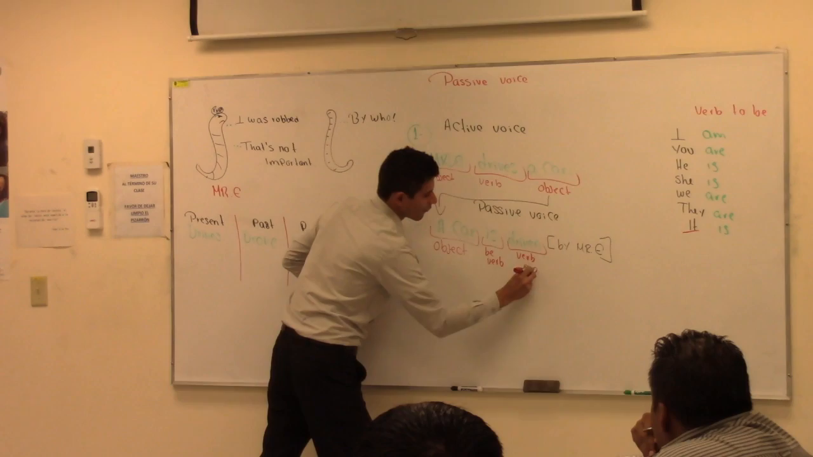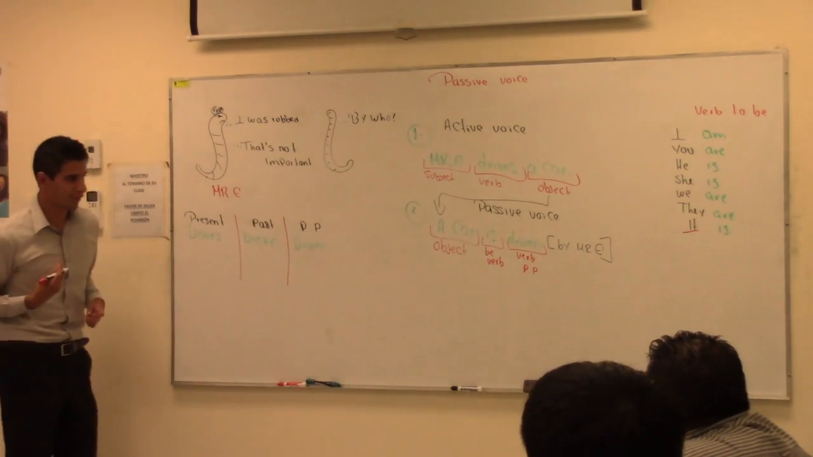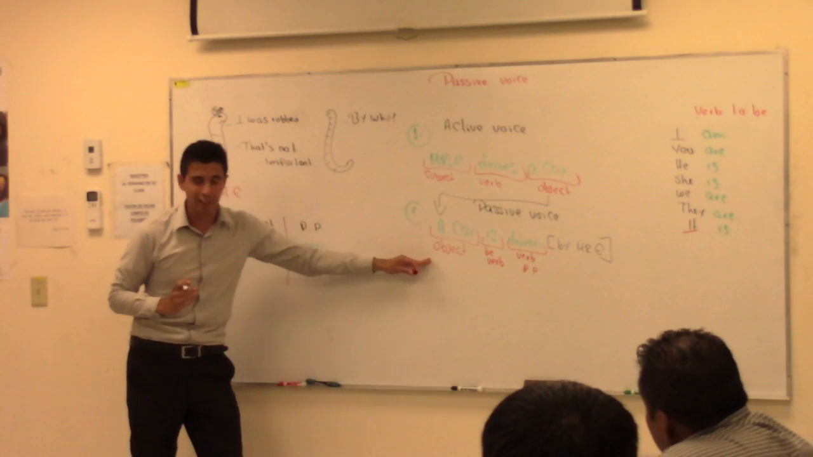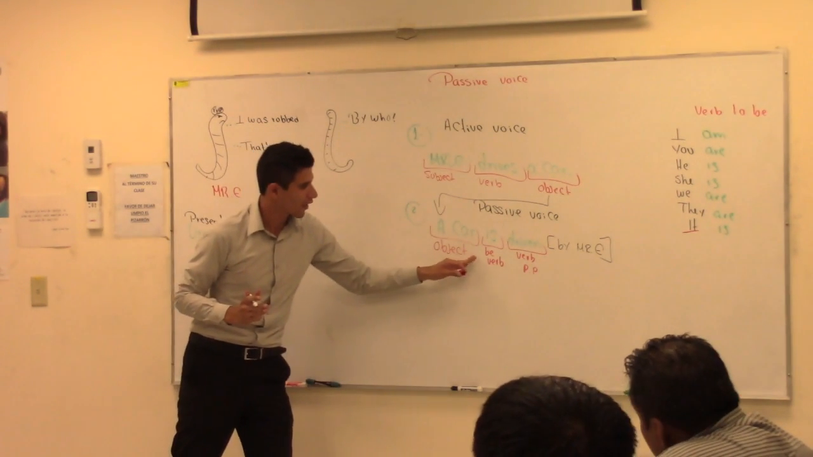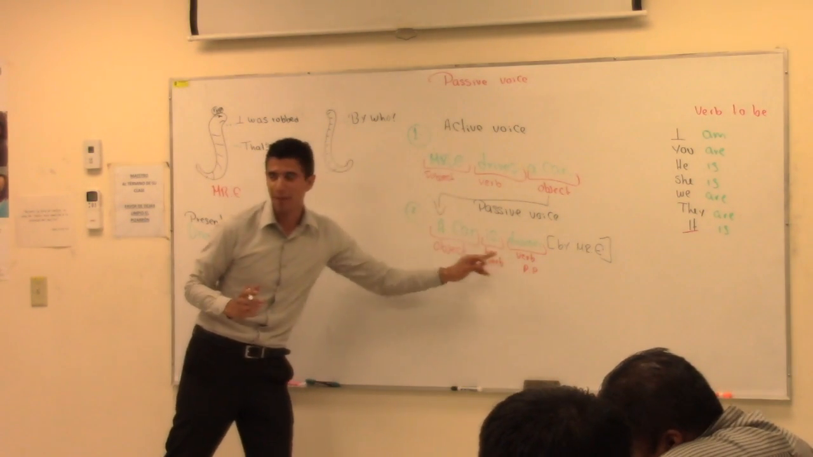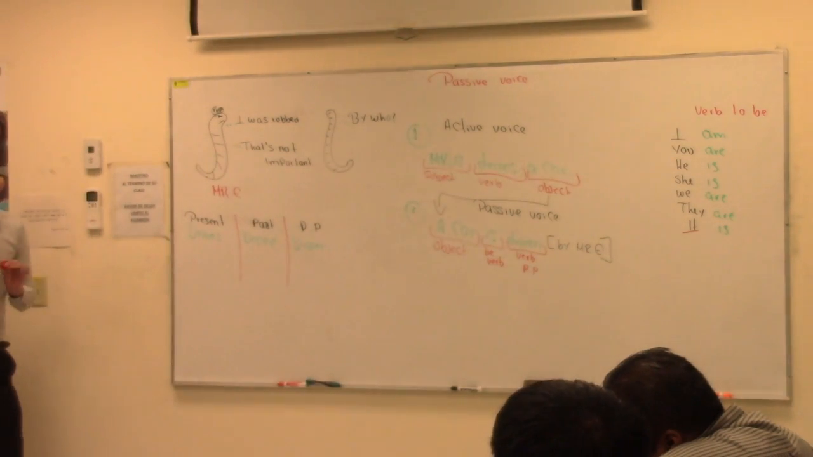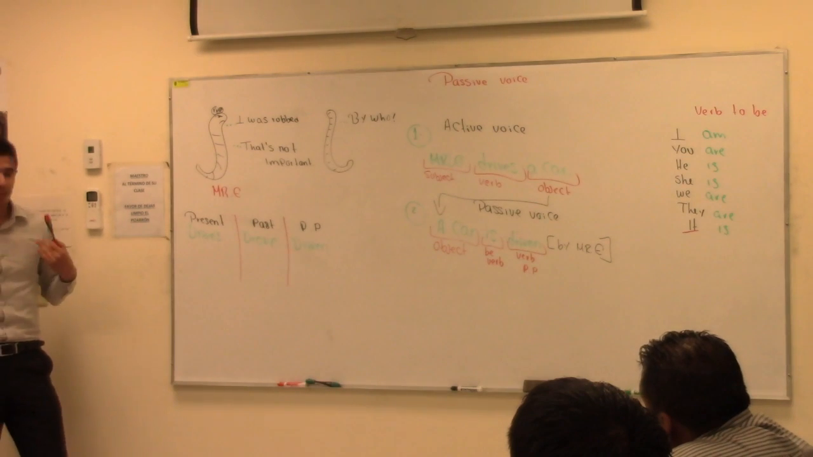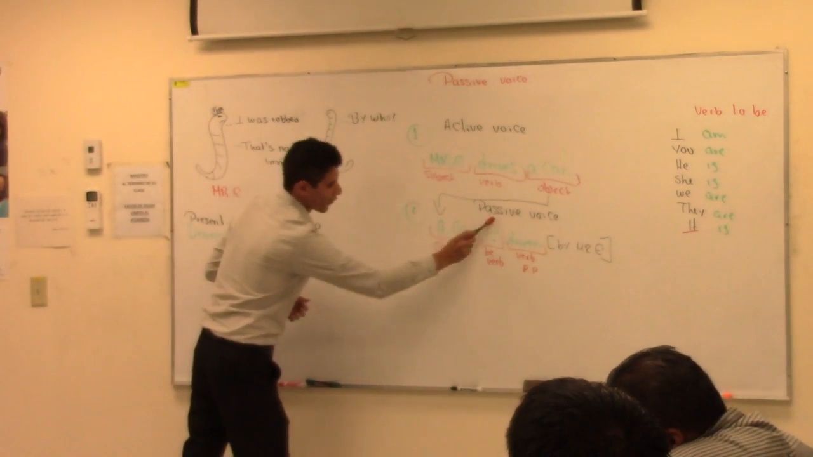The PP form. Okay, past participle. So the structure of the passive voice is going to be always like this: object plus the be verb plus the verb in past participle. So it is very important that you study this because we use it all the time in the passive voice.